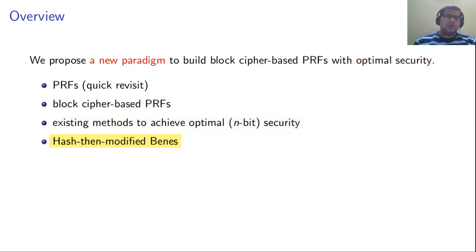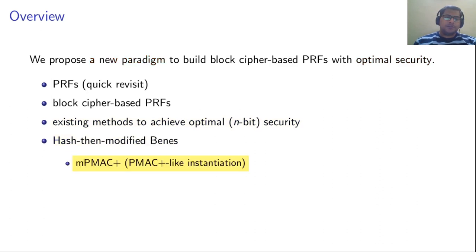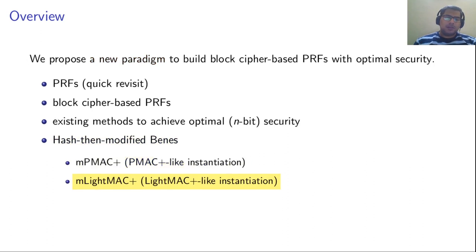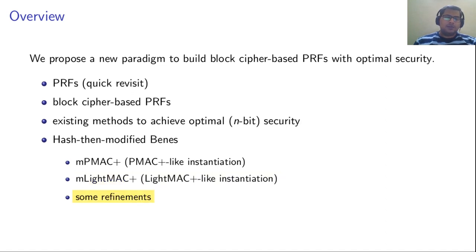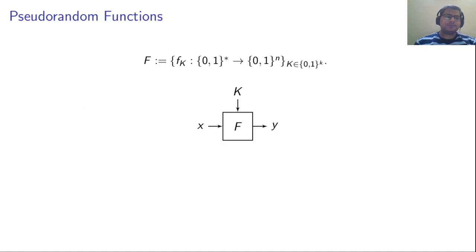Then I'll give you a new paradigm of hashed and modified Benes. Instantiated with a PMAC Plus-like hash function, the instantiation is called mPMAC Plus. Similarly, I will instantiate it with the LightMAC Plus-like hash and call it mLightMAC Plus. Finally, in the paper, we also give some refinements. I won't talk about the refinements in the talk, but I will just mention them here.